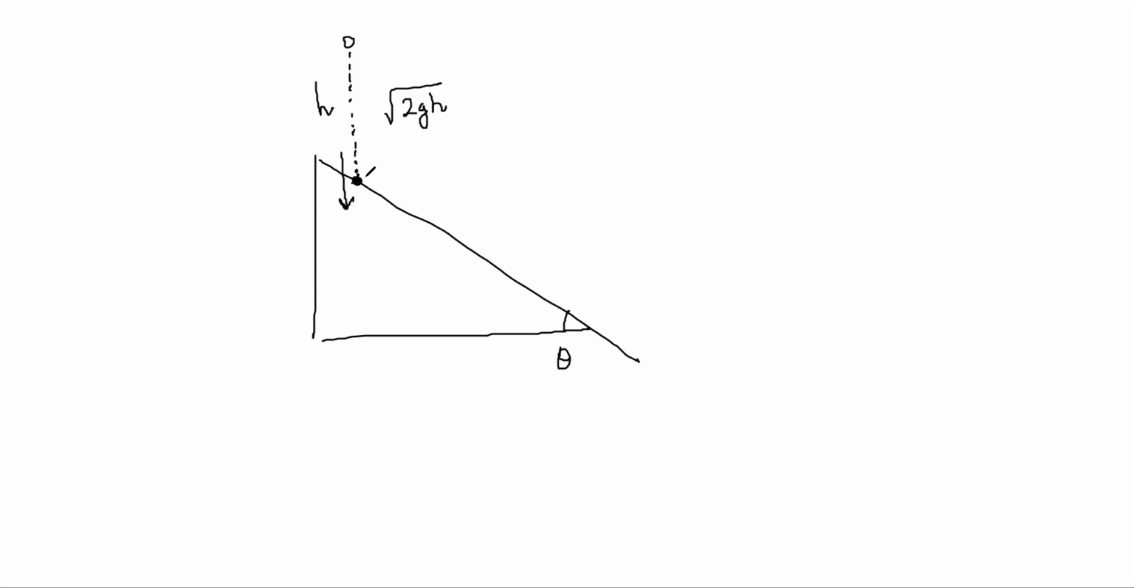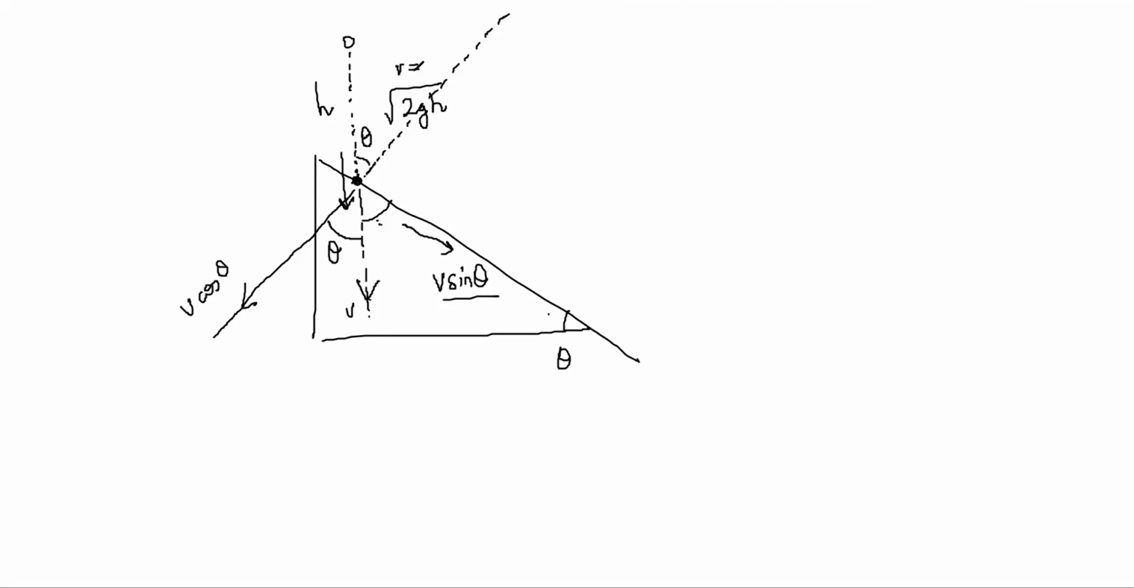Then this is the normal, and if this is theta, this is 90 minus theta. So the velocity was in this direction, and this angle is 90 minus theta, so this one is theta. So V cos theta is in this direction and V sine theta is in this direction. V was equal to root 2gh.